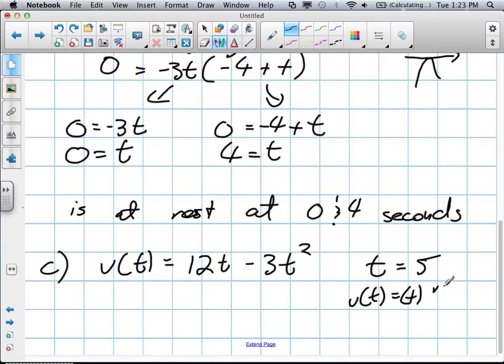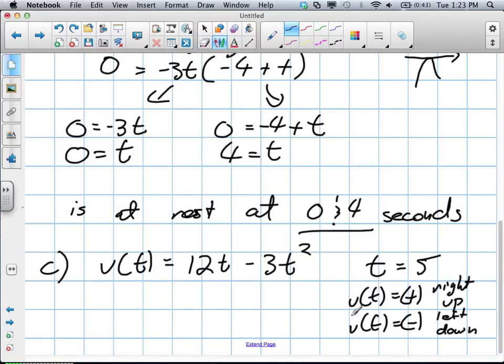it's either moving to the right or up, depending on what kind of line they've given us. If we call it horizontal, it's going right. If it's vertical, it's going up. And if velocity is negative, then it is left or down. We know it won't be 0 because we just solved for when it was at rest, at 0 and 4. So it's definitely moving in a direction at this time.